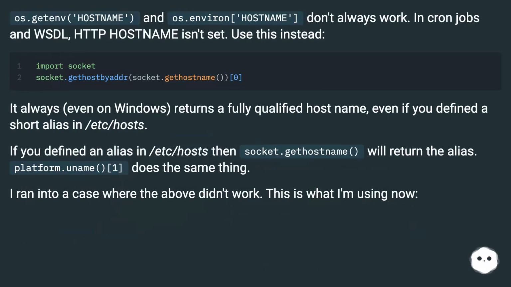os.getenv('HOSTNAME') and os.environ['HOSTNAME'] don't always work. In cron jobs and WSL, HOSTNAME isn't set. Use this instead.